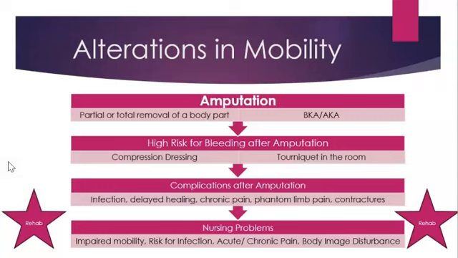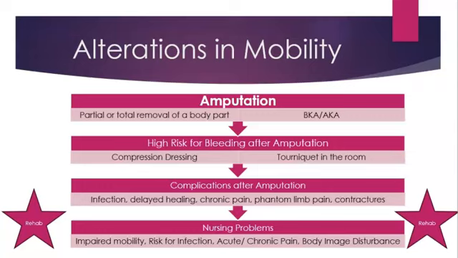Amputations have a high risk for bleeding after they have been amputated, so that is why we use a compression dressing. We also need to make sure we have a tourniquet in the room. They can bleed very quickly, very fast, and lose a lot of blood. Make sure you have the tourniquet in the room. Make sure you're checking that dressing. Lift those covers, move that patient, make sure they're not bleeding.